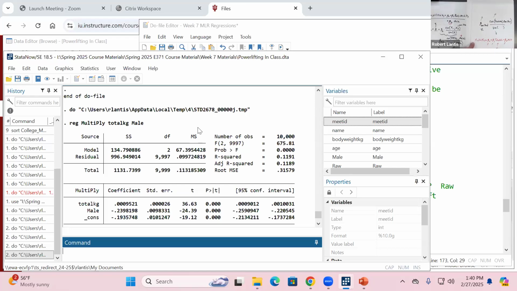I have y as a function of x. If x goes up by 50, how much will y go up by? 50 times whatever that slope is, right? And these slopes we're getting from the regression output, okay?